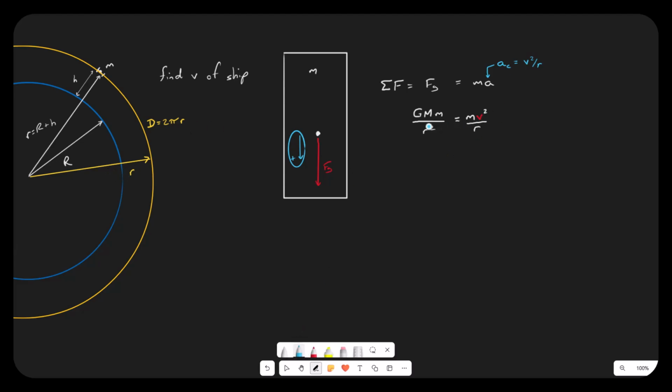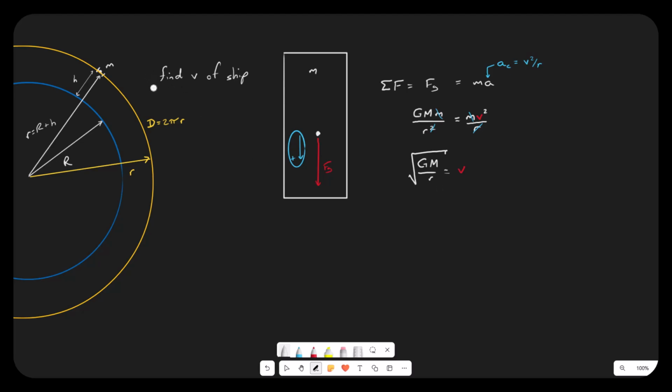So I can solve this thing for v. First I can cancel my masses, that's good. I can cancel an r, and that's pretty nice. And I get G times M over r, let's throw a square root on that, equals the speed. That's nice too, and I can do this to find the speed of the ship.